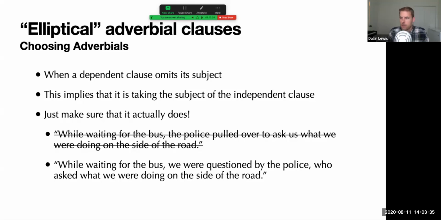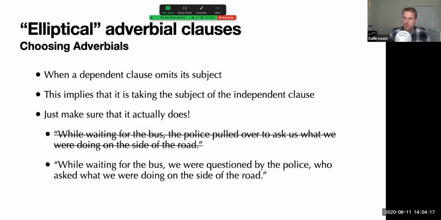Okay, so let's look at a couple of examples. The one that struck out is incorrect. While waiting for the bus, the police pulled over to ask us what we were doing on the side of the road. Now, the police is the subject of the independent clause. This is the elliptical clause. It's an adverbial elliptical clause, while waiting for the bus. While is a subordinating conjunction, making it a dependent clause. Waiting is technically not a tense verb, and that's because we've dropped the subject. So it's a non-tense verb, a gerund. We'll talk about that later. But it's the verb for this dependent clause. But notice that we don't have a subject.